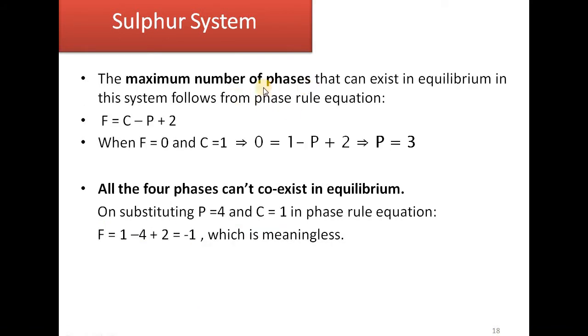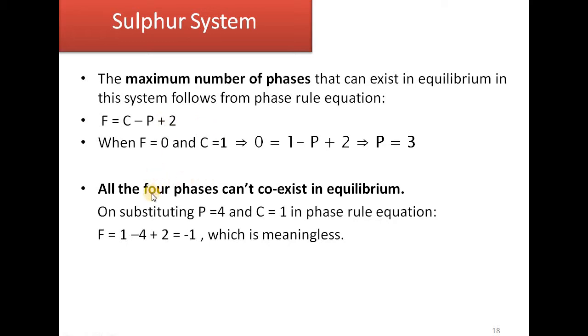Now, the maximum number of phases that can exist in equilibrium in a one component system can be obtained from the phase rule equation. Putting C equal to 1 and the minimum value of F, the number of degrees of freedom, equal to 0, we can get the maximum number of phases that can be in equilibrium. So the maximum number of phases that can exist in equilibrium will be equal to 3 by using this equation.